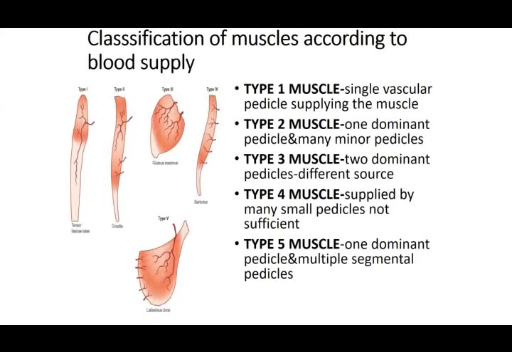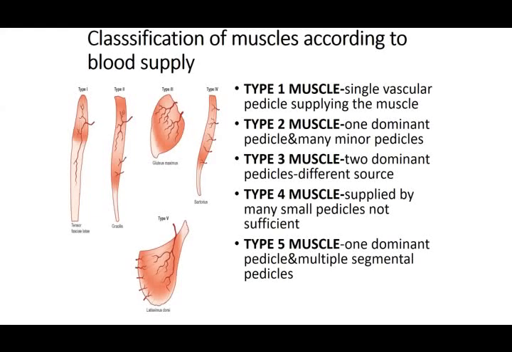Then classification of the muscles according to the blood supply. You can see that there are different types. In the first picture, you see a single vascular pedicle supplying the whole of the muscle. That is type 1. In type 2, you have two pedicles: one is the main bigger one, and the other is the small one.